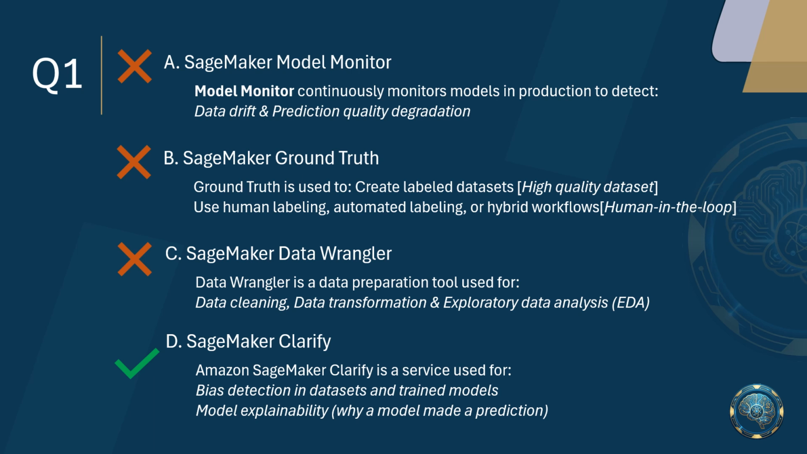Option B, Ground Truth. Two keywords you have to remember are high quality data set and human in the loop. If you find these two keywords in a question, Ground Truth is the most probable answer. And option C, Data Wrangler, is a tool used for cleaning the data and transforming the data to make it ready for the next stage. Clarify, we discussed enough: to detect bias and model explainability, why a model made a prediction.